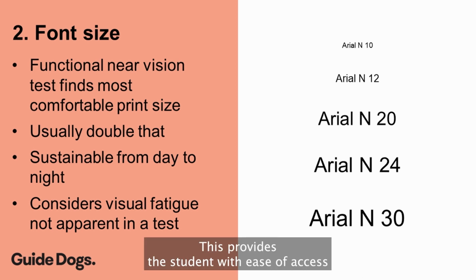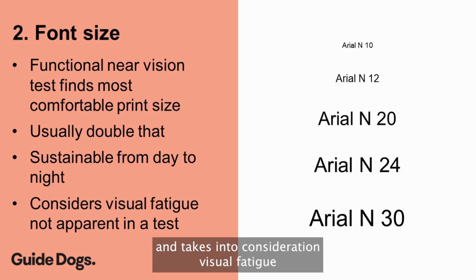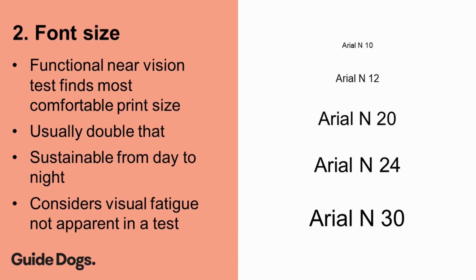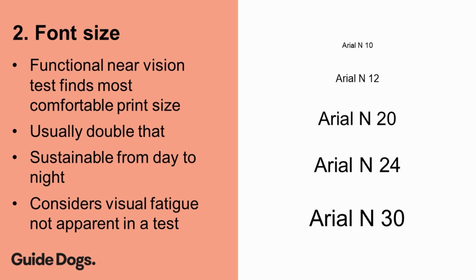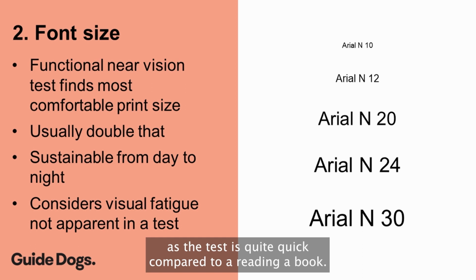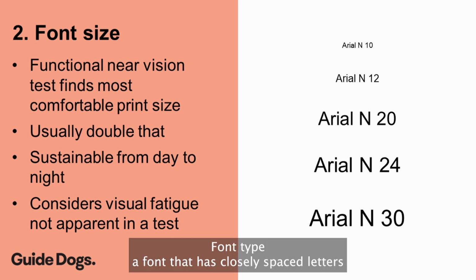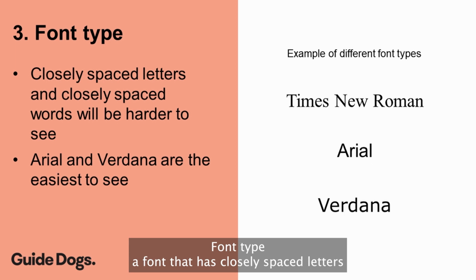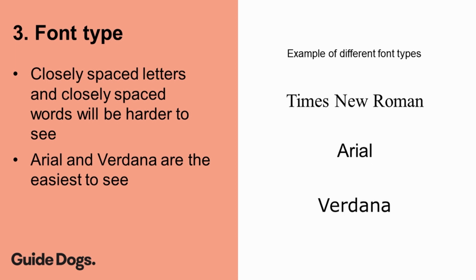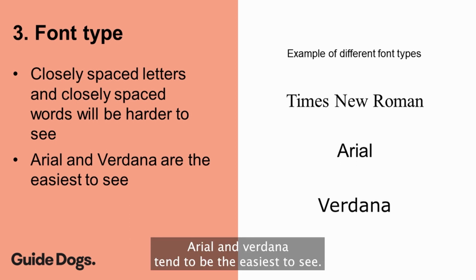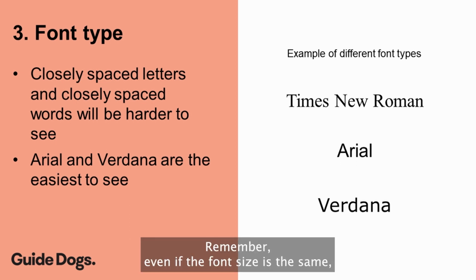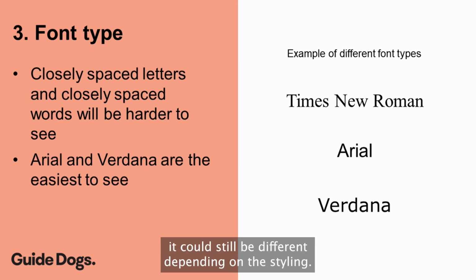This provides the student with ease of access and takes into consideration visual fatigue that is not apparent in a test or clinical setting, as the test is quite quick compared to reading a book. Font type. A font that has closely spaced letters and closely spaced words will be harder to see. Arial and Verdana tend to be the easiest to see. Remember, even if the font size is the same, it could still be different depending on the styling.